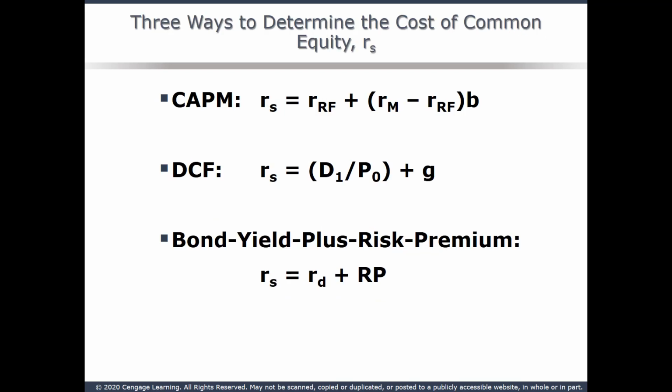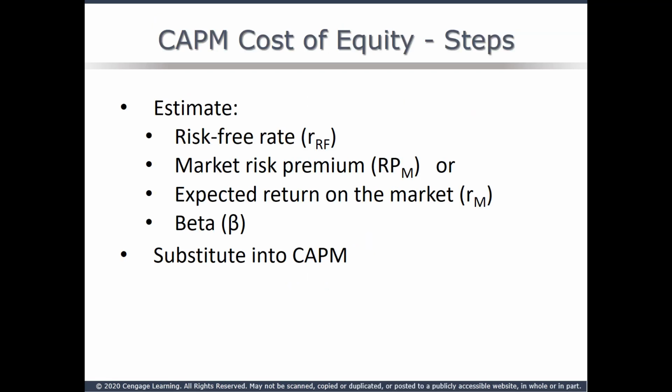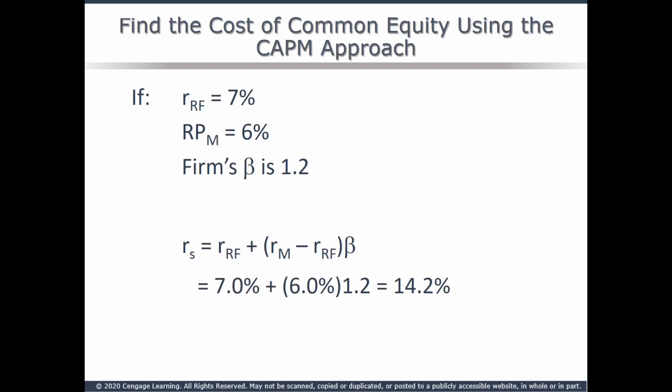We have three methods to find an estimate of the cost of retained earnings. CAPM from Chapter 8, Discounted Cash Flow Model from Chapter 9, and Own Bond Yield plus Risk Premium, a new benchmark method. To find the cost of equity using CAPM, we need to find a proxy for the risk-free rate, typically the long bond, the 30-year Treasury. Estimate the market risk premium, or determine a proxy for the return on the market, typically the return on the S&P 500. Find or calculate beta. Substitute these into the CAPM SML equation. For Coleman, the data was given. 7% risk-free rate, market risk premium of 6%, beta 1.2. We find the cost of equity, 14.2.